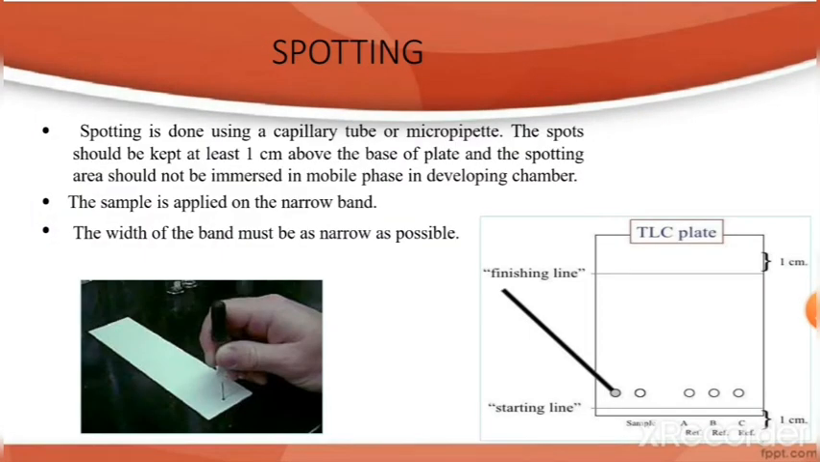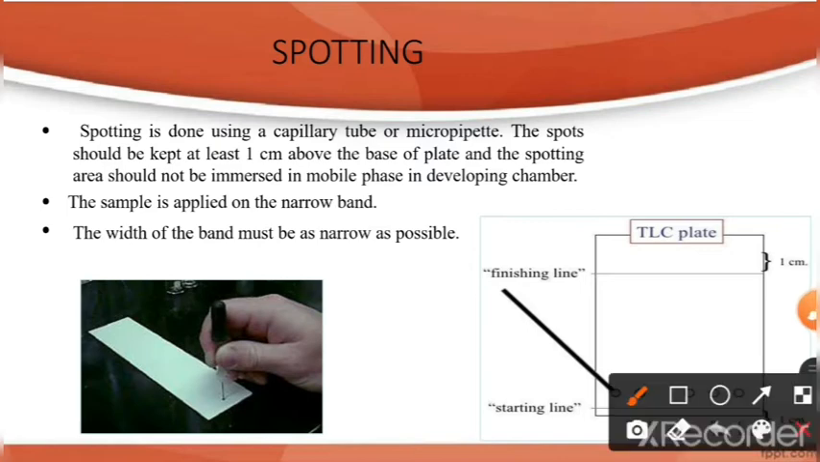Now let's see what spotting is and how we can do the spotting. Spotting is done using a capillary tube or micropipette. Now we have to remember this. Spotting of the sample on the TLC plate is carried out by the capillary tube or micropipette. The spot should be kept at least 1 centimeter above the base of the plate, and the spotting area should not be immersed in the mobile phase in the developing chamber.